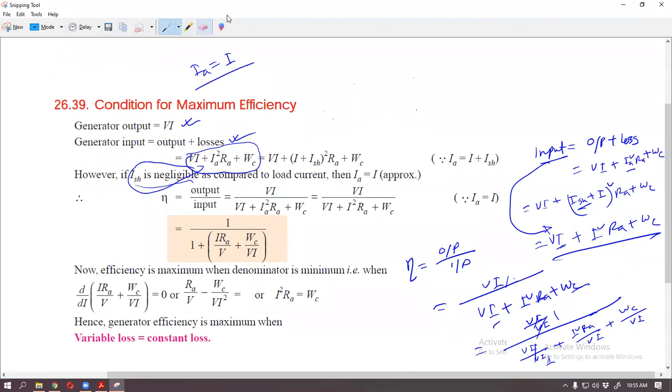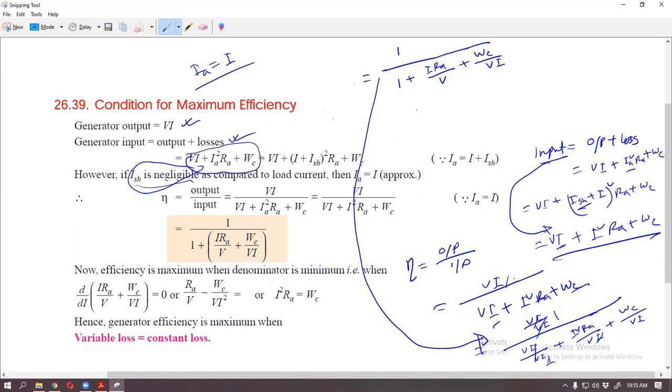Now the VI vanishes. This I and this square. So one I vanishes. Now this result: upper part 1 and lower part 1 plus I RA by V plus WC by VI. All are clear? Yes, sir. This is the short form of this part.